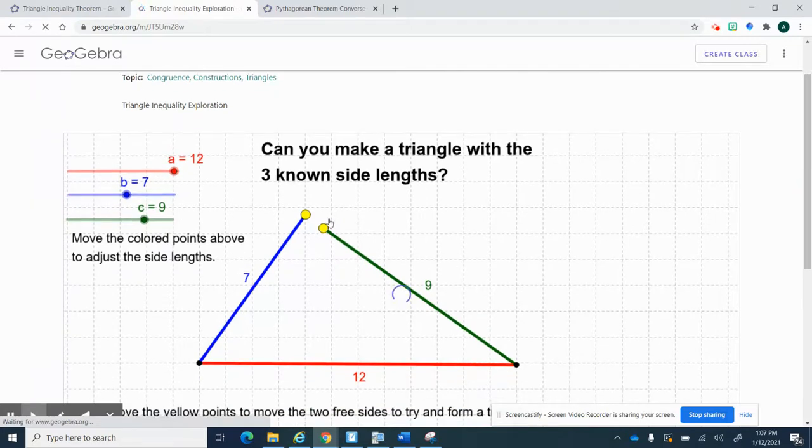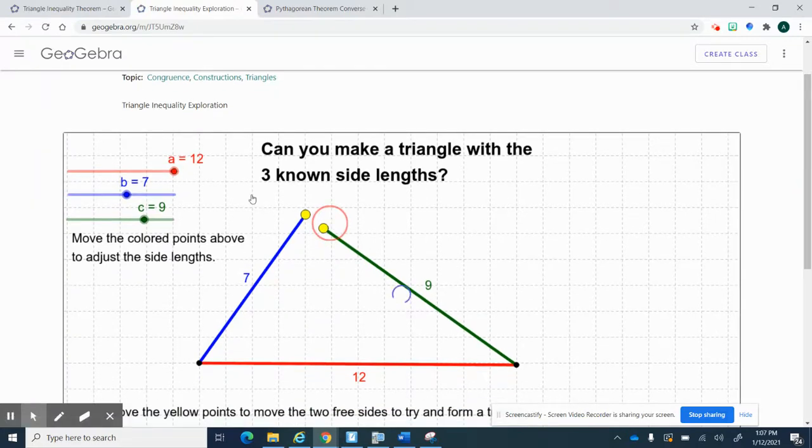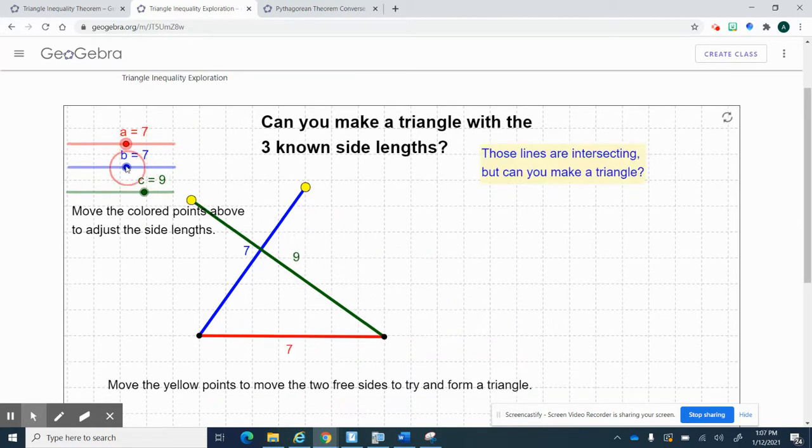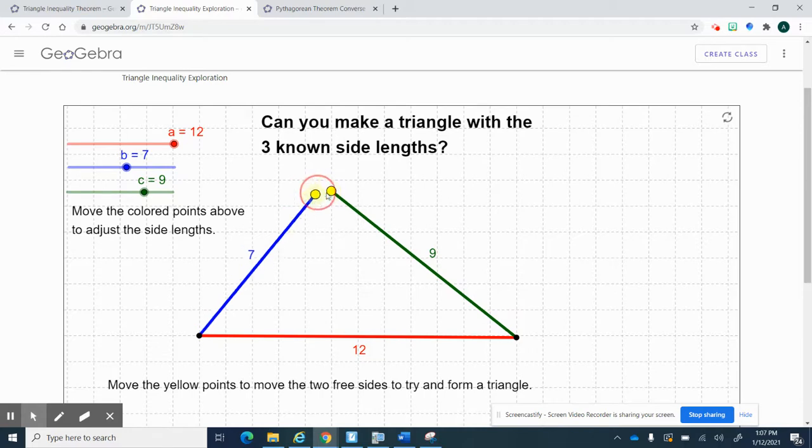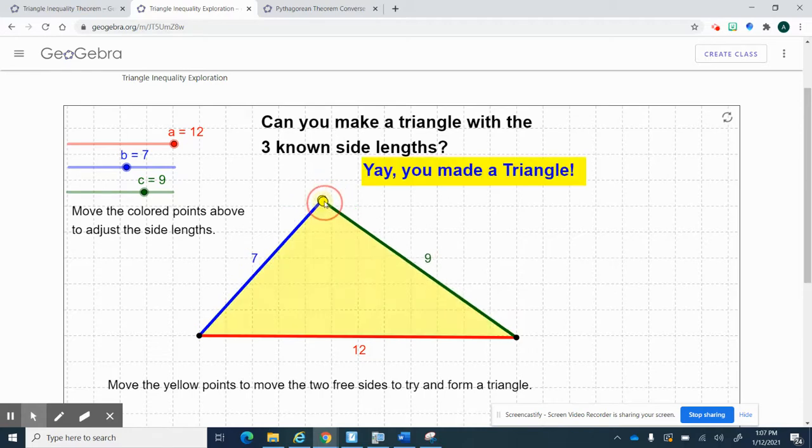Another way to look at that, like this one, if we have these side lengths, we can adjust them. Notice A and B together are bigger than C. Here, C is our biggest side right now. But these two added together are, in fact, greater than our biggest side. So we were able to make a triangle because 7 plus 9 is bigger than 12.